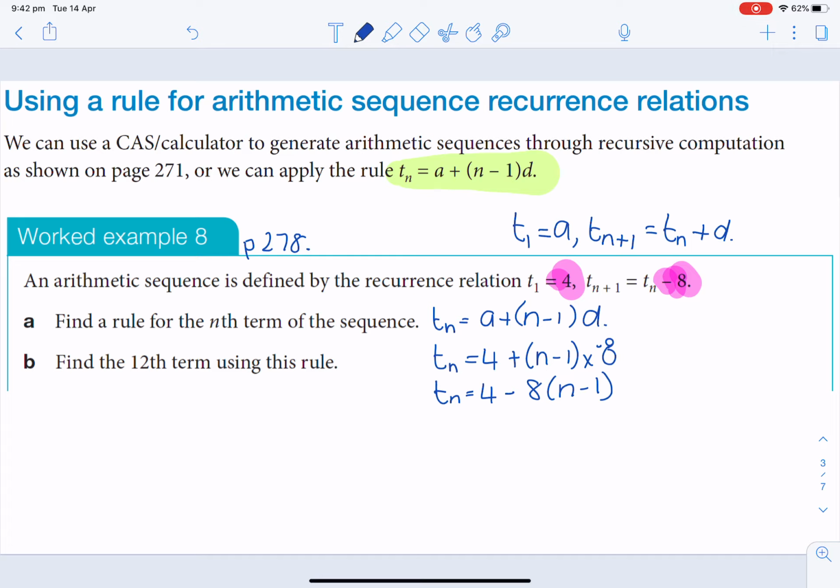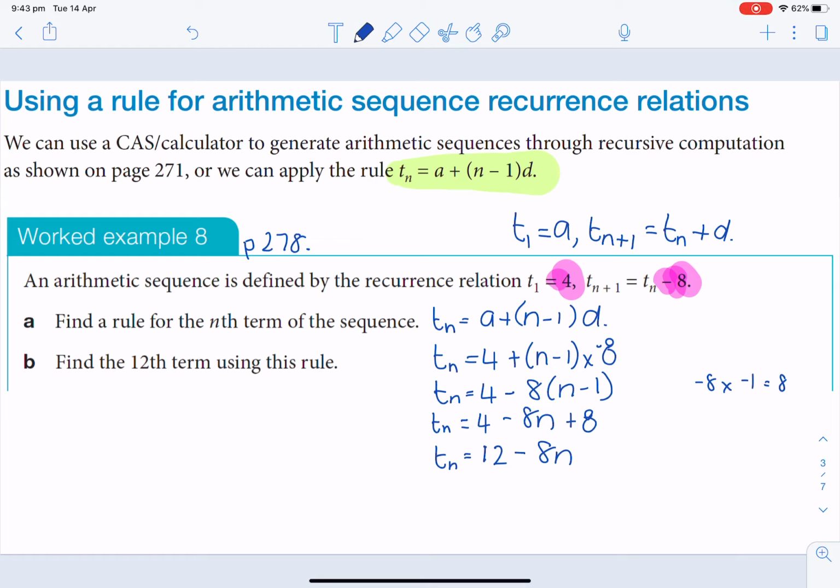Now comes the tricky bit. You need to expand the formula. From that, you can then simplify. 4 minus 8 times n is 8n. And negative 8 times negative 1 equals positive 8, because you've got two negatives there, which gives one positive. Then we simplify again. So 4 plus 8 is 12 minus 8n.